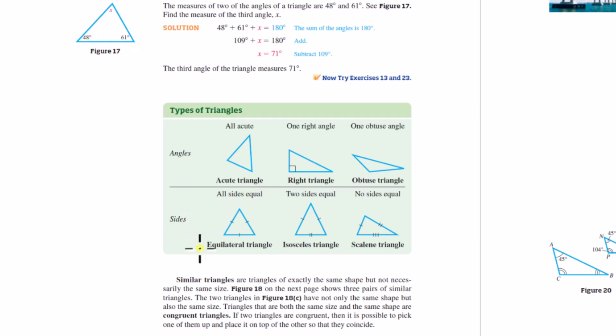Okay, with an equilateral triangle, all side lengths are equal. An isosceles triangle, two side lengths are equal. And then a scalene triangle, you have no sides equal.